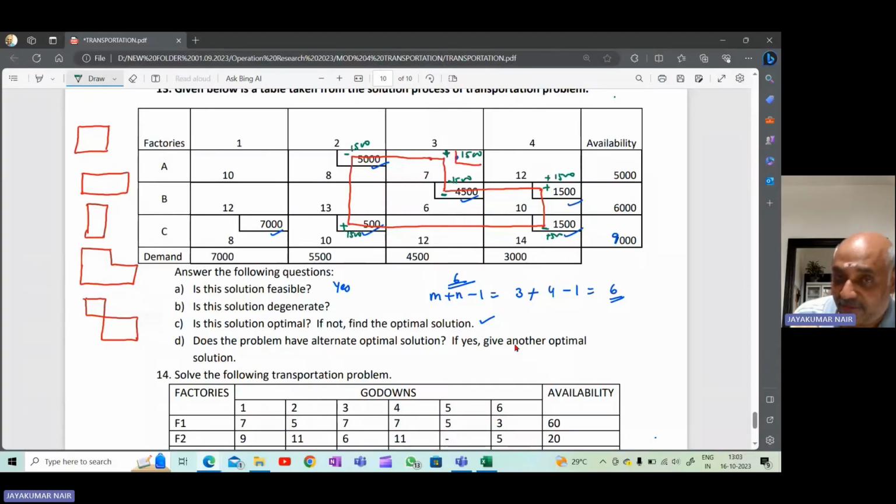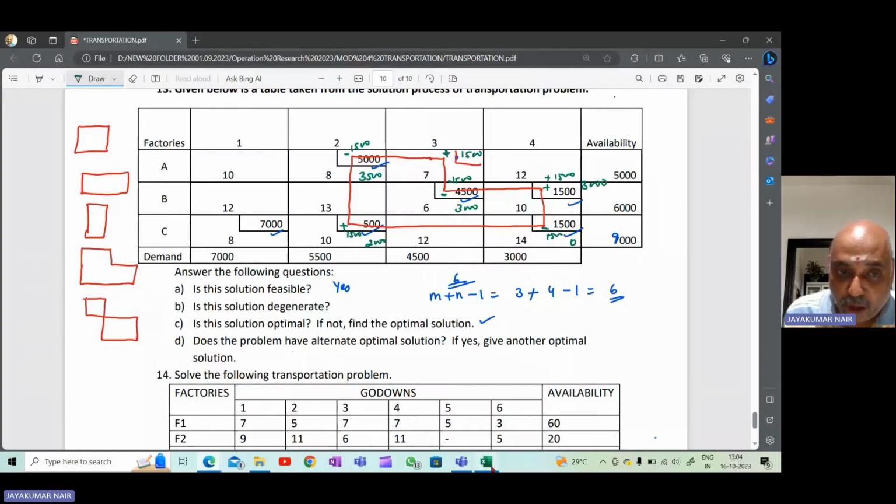So what did you understand from this? Here at this corner cell, you will be allocating 1500. And here it will be 3500. It won't be 5000; 5000 minus 1500 will be 3500. Here it will become 2000, and here it will be 0. That means this will become empty. You will not be allocating any value to this particular cell. Here it will become 3000, and this will become 4500. It will become 3000. So these are the new allocations.